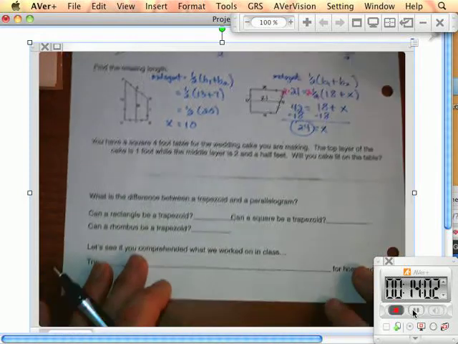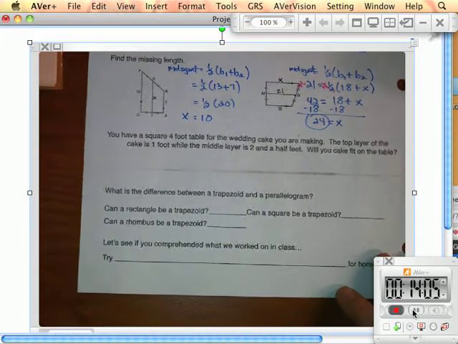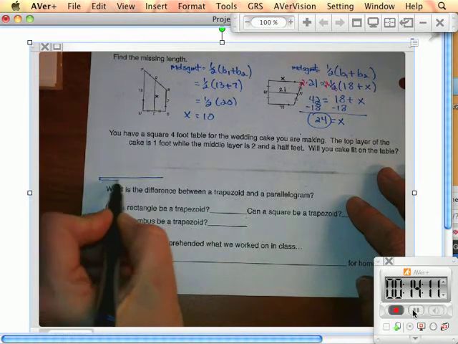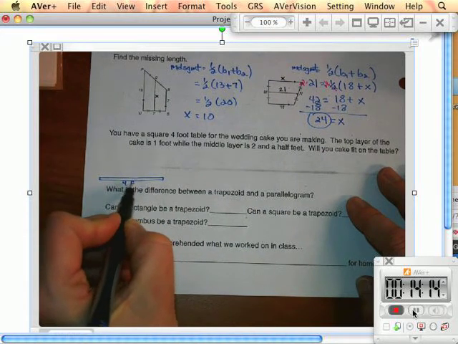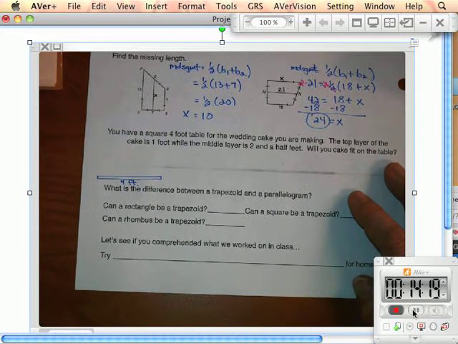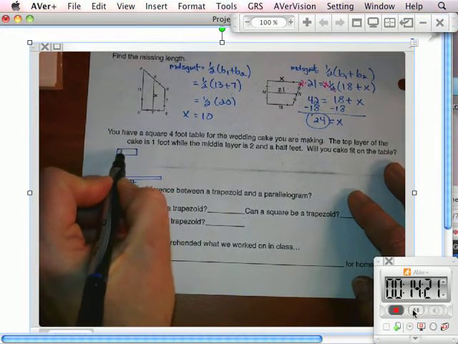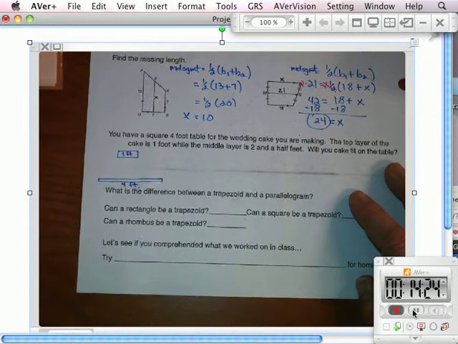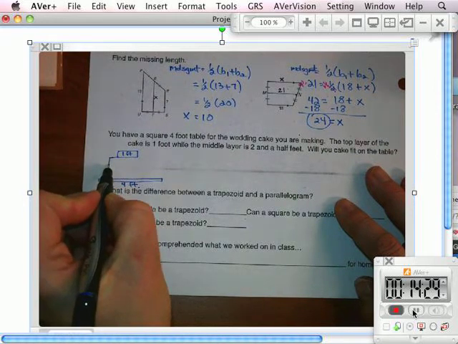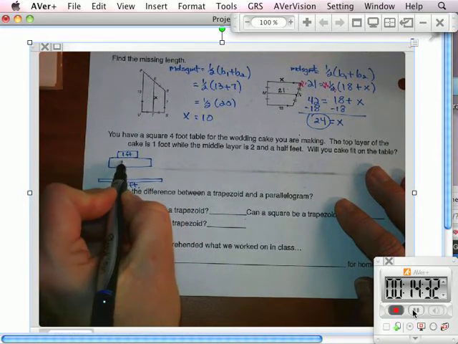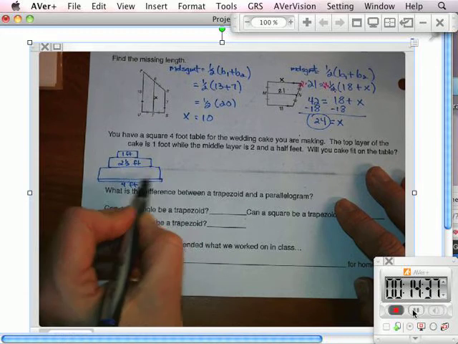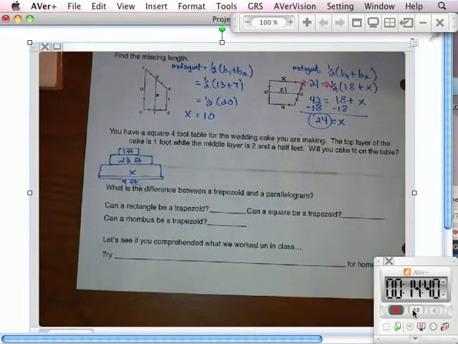All right, here. This gets a little ugly. I'm going to try and draw a picture just because it kind of helps. But it says you have a square 4-foot table. So here's my 4-foot table. For a wedding cake you are making. The top layer of the cake is 1 foot. So here's the top layer. It's 1 foot. The middle layer is 2.5 feet, so it's a little wider. Okay. And then I have a third layer, and I don't know how big it is. I need to know if it's bigger than the table or smaller than the table.